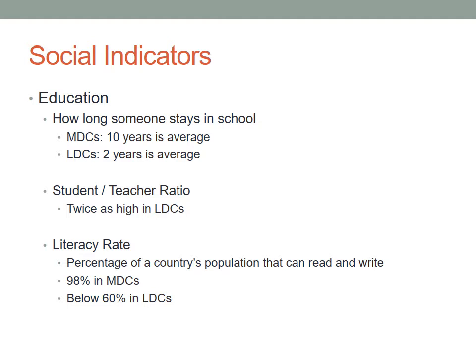Student-teacher ratio can be used to measure education, and the literacy rate, the percent of the population that can read or write, is a very important measurement of development. In MDCs, about 98% of the population can read and write. That's slightly lower in the United States. In LDCs, it's going to be below 50 or 60%. And just to give some context, when we talk about literacy rate, we're typically speaking about reading and writing at what in the United States we would consider an 8th grade level.